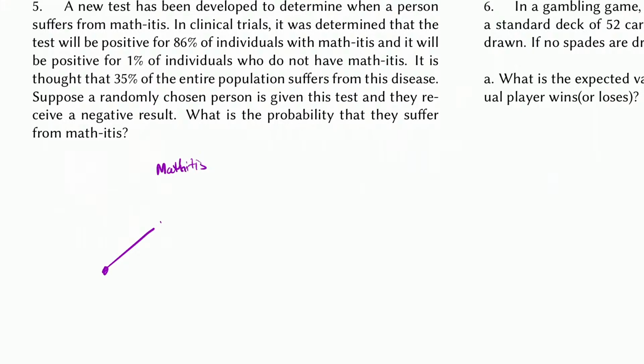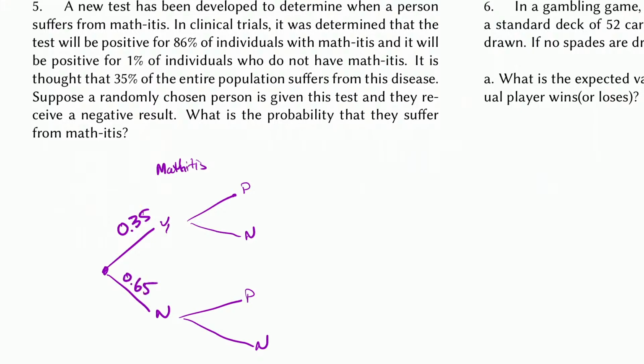I don't know what mathitis really is. You either have it or you don't have it. And then if you have it, then you either test positive or negative. Same thing here, positive or negative. So mathitis, it says that 35% of the entire population suffers from this disease. So 35%, 65% are down here.